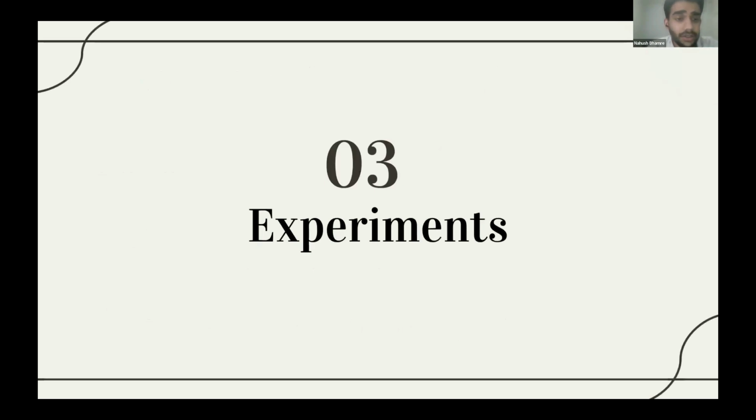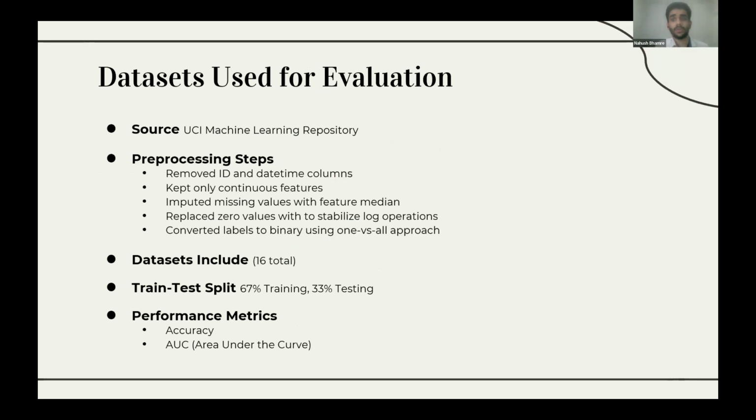So let us now look at the experiments which we performed to evaluate our stable naive Bayes model. To evaluate the performance, we curated a diverse set of 16 datasets from the UCI machine learning repository. These datasets span a wide range of domains such as healthcare, finance, sensor data, and image recognition data, which allows us to assess the model under varying distributional characteristics, including skewness, class imbalance, and outlier presence.